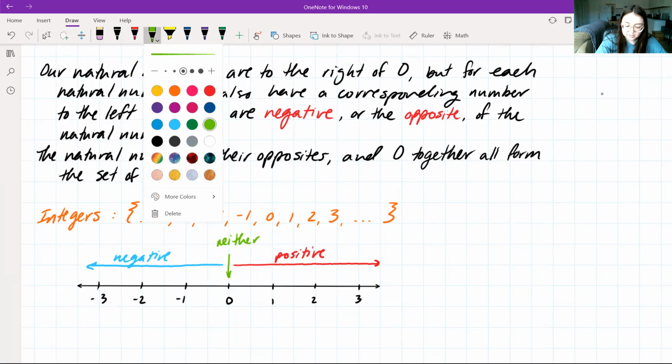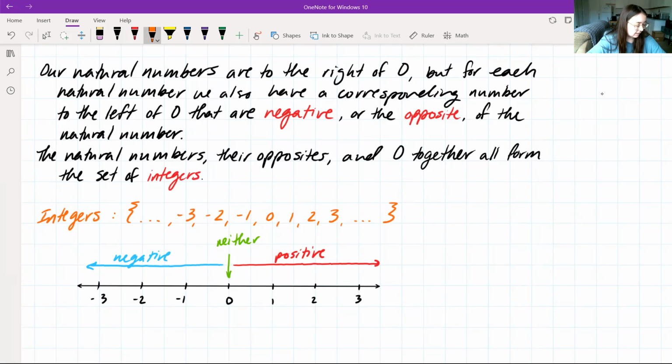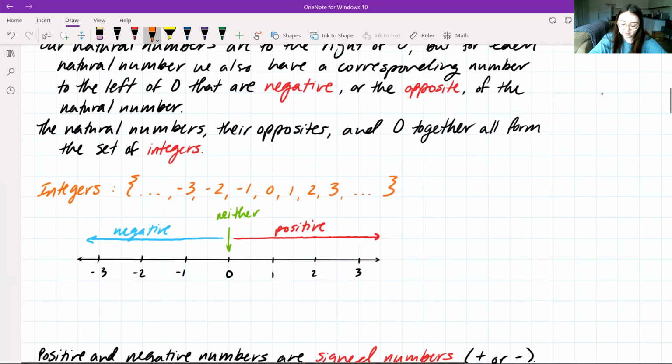Then the last thing to identify in this case is our opposites. So our opposites would be our natural number and the negative version of that natural number. So for example, 1 and negative 1 are opposites. Then 2 and negative 2 are also opposites.